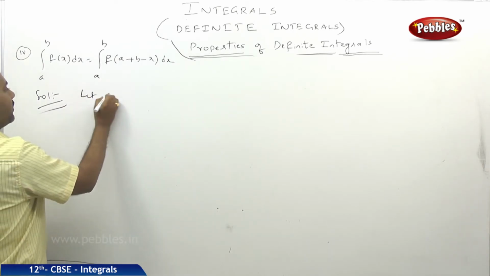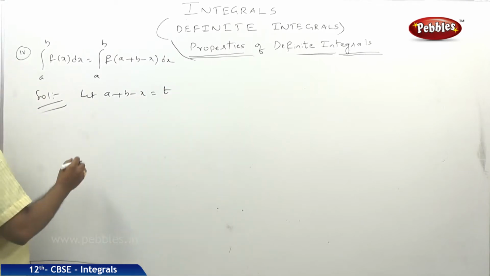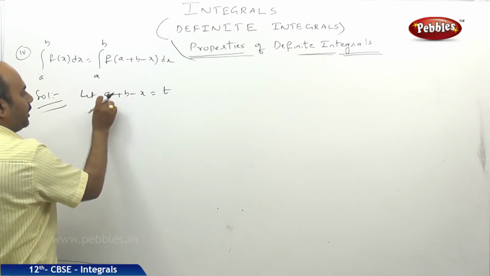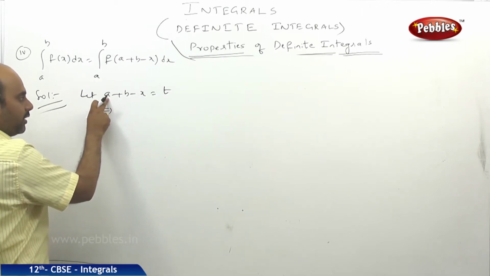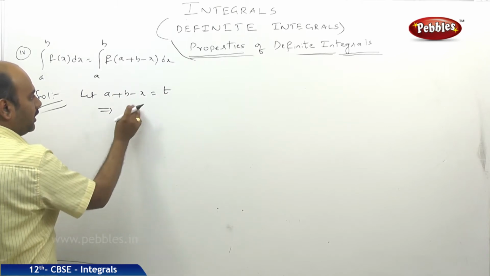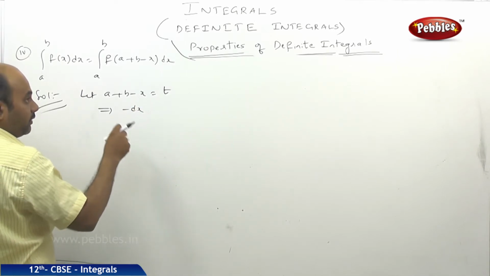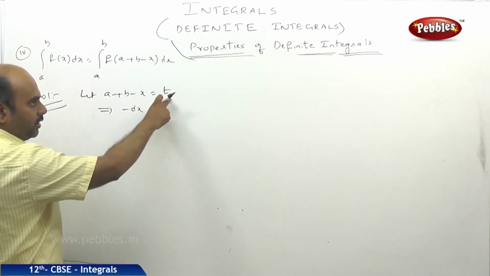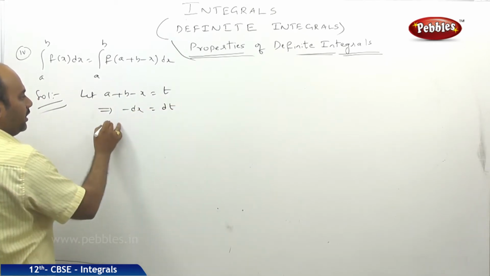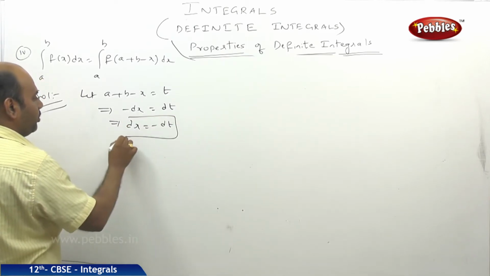What I will be doing means, let a plus b minus x is equal to t. I will be putting. So what happens? Derivative, this is a constant, its derivative 0, this is a constant, its derivative 0, and here what happens, this becomes minus dx because we are doing with respect to x, that means here dt by dx, the dx goes to that side, so minus dx is equal to dt. So what happens, dx is equal to minus dt we will be getting.